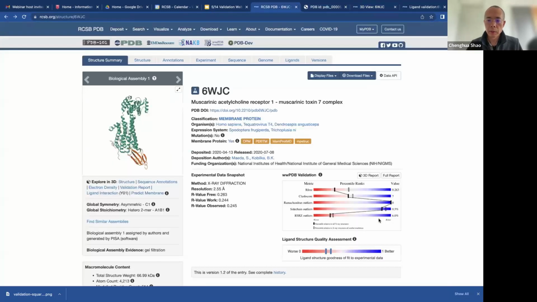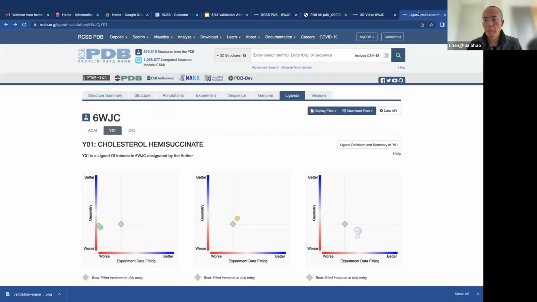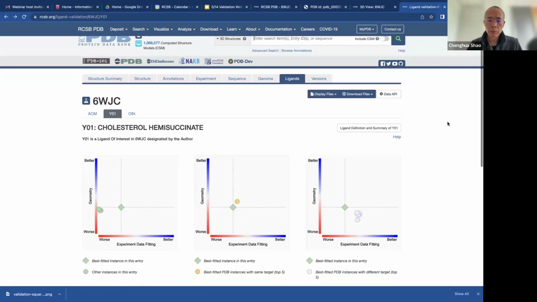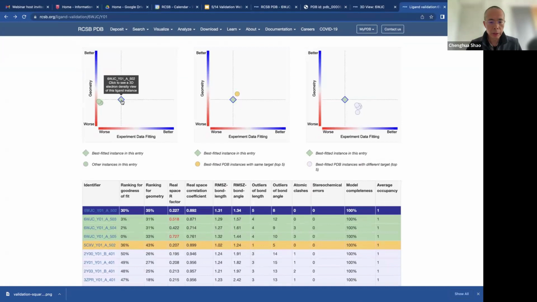And finally, you have this 1D ligand quality slider, where this indicates the best fit ligand of one type of ligand and another ligand. If you click that, it will lead you to this page, where you can see the 2D graph for the best fit ligand, and it highlights the row in the table, where you can read if you're a structural biologist.